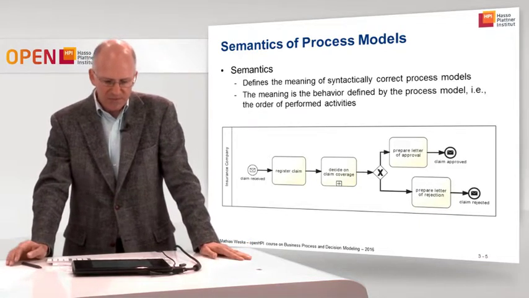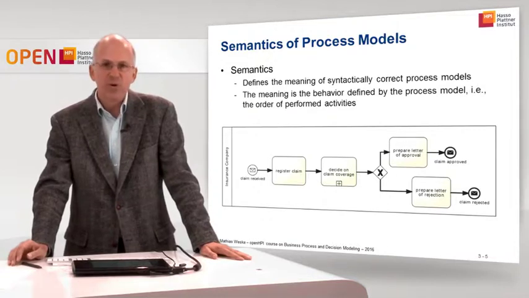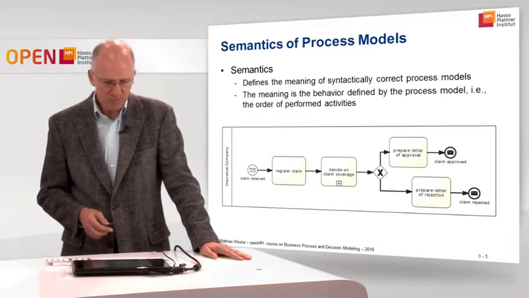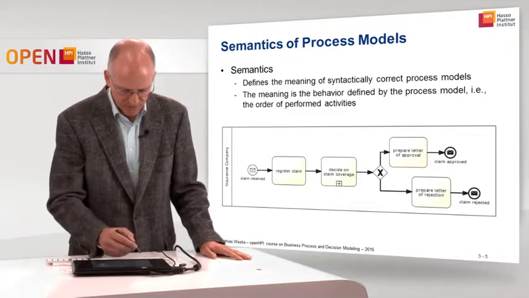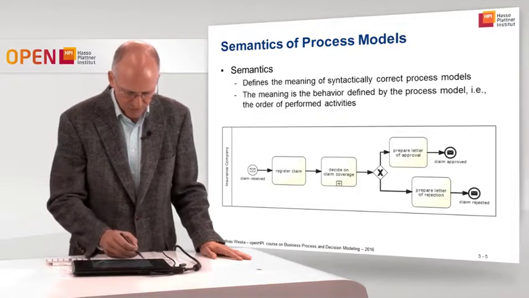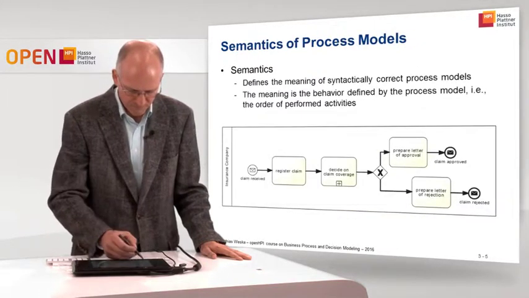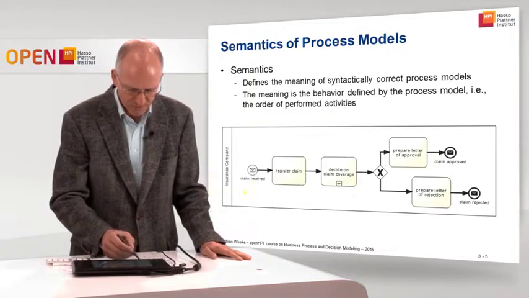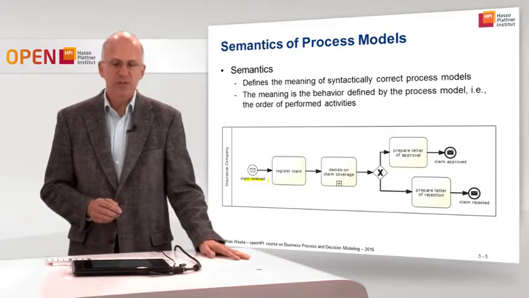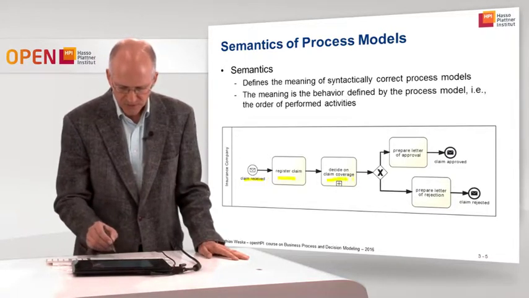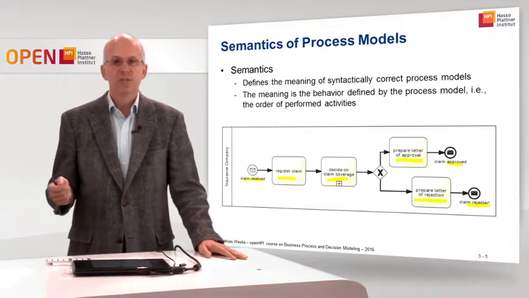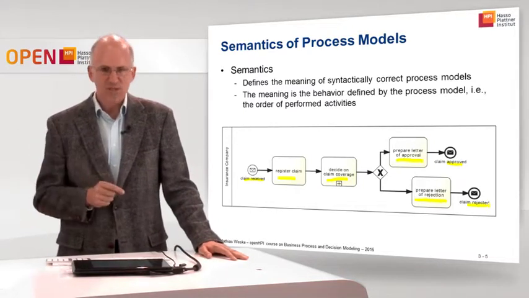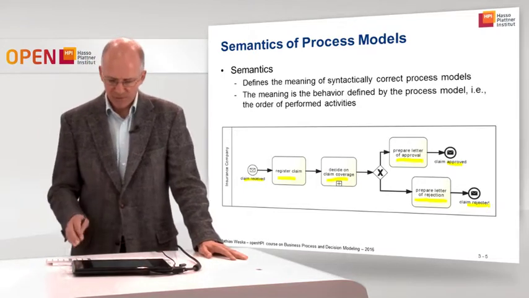The meaning is the behavior defined by the process model, which is the order of performed activities. So in this example, again, we see a simple process, simple behavior. We have an event that occurs, that is the claim received event. That's the event that occurs in the beginning. So that is the first event that occurs. And after that event occurs, register claim is executed, decide on claim coverage, and then there is a decision. Either we go the upper branch or we go the lower branch. For each process instance, either the upper branch is taken or the lower branch is taken. And that's basically the semantics of this process model.